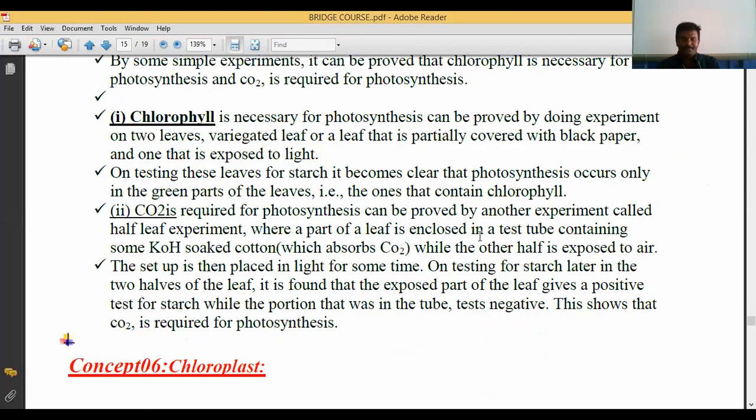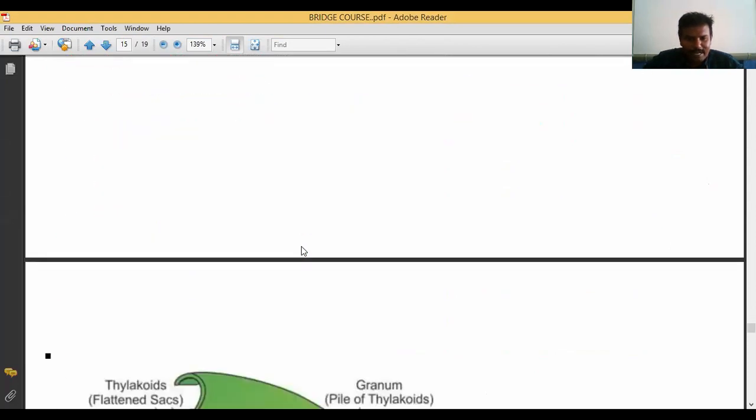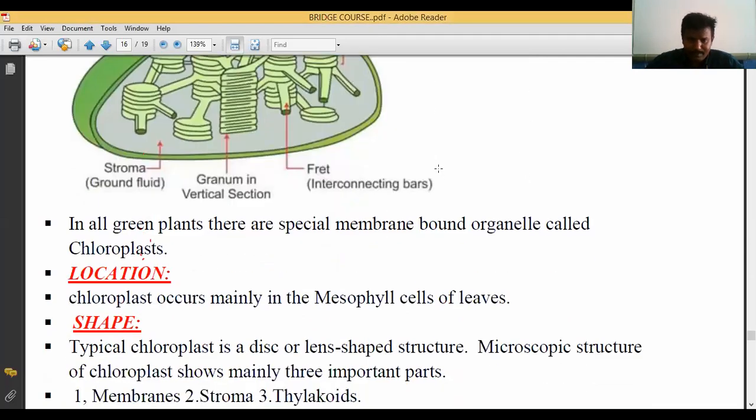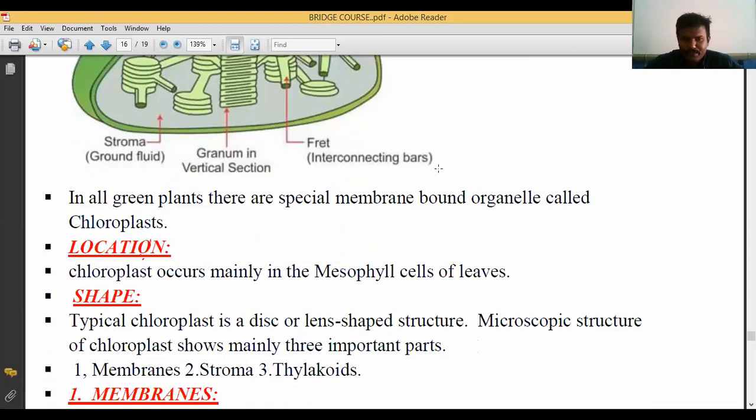Okay, that's all. Next, chloroplast. This is the chloroplast diagram. Inside the chloroplast, photosynthesis takes place. These are called grana or thylakoids. Now we will see complete information about the chloroplast.